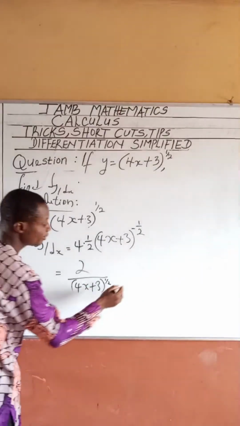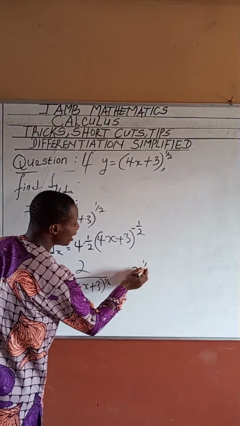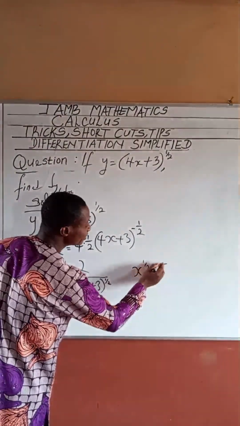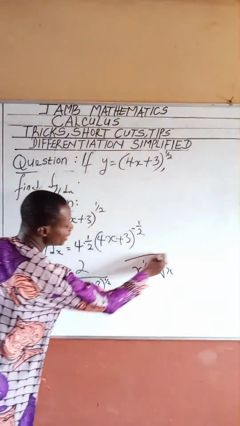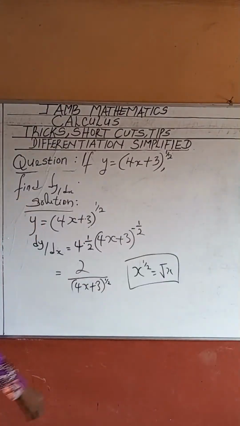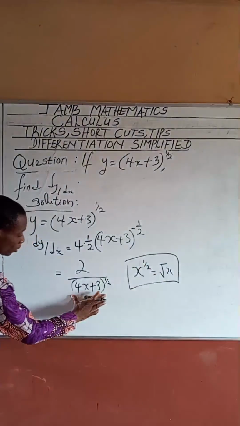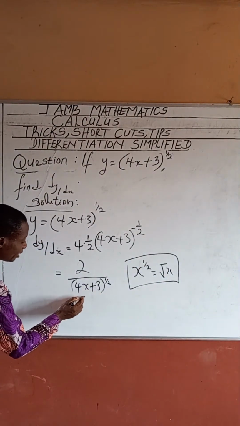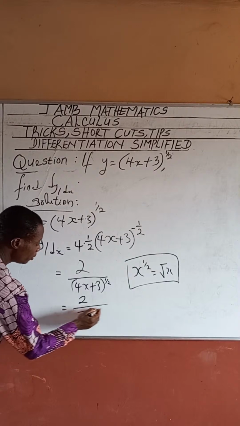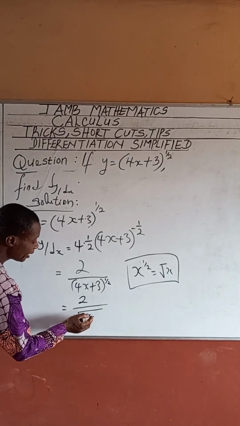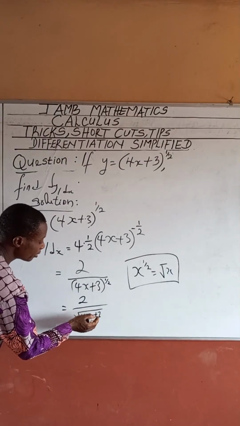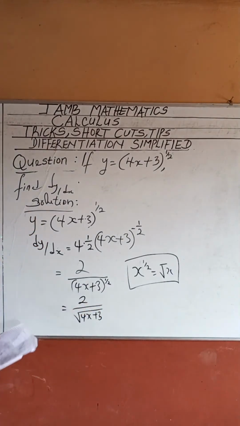In indices, when you have x raised by half, it actually means the square root of x. This is what it means in indices. Please don't forget. So we can do that here. Finally, we'll have 2 divided by the square root of 4x plus 3. This is the answer to this question.